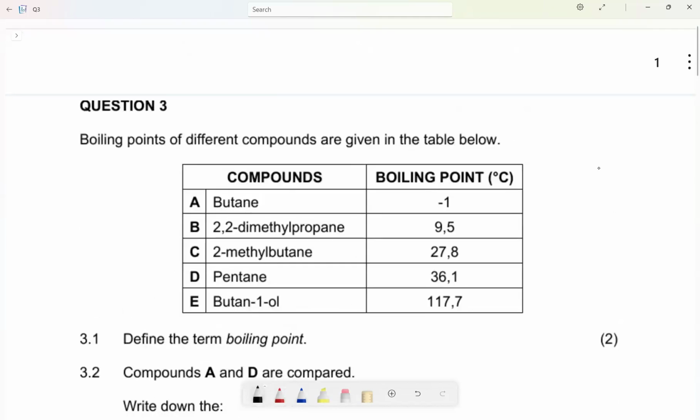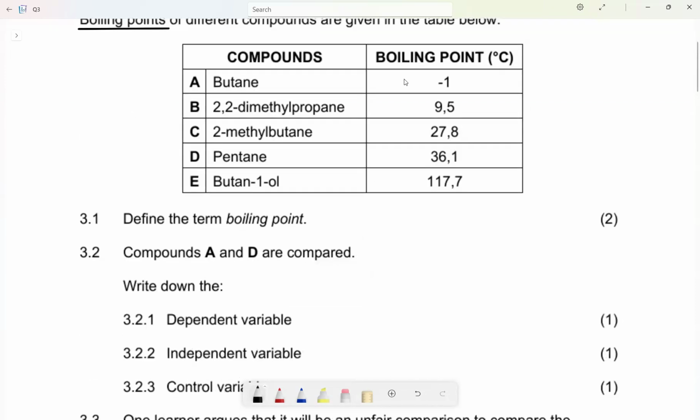In today's video, I want us to look at physical property type of question. It says boiling points of organic compounds are compared. This is a dependent variable. We are trying to see the boiling points of different compounds. Remember, boiling point depends on chain length. It depends on intermolecular force. It also depends on the branching. So we have butane here, 2,2-dimethylpropane, butane, pentane, and all of that.